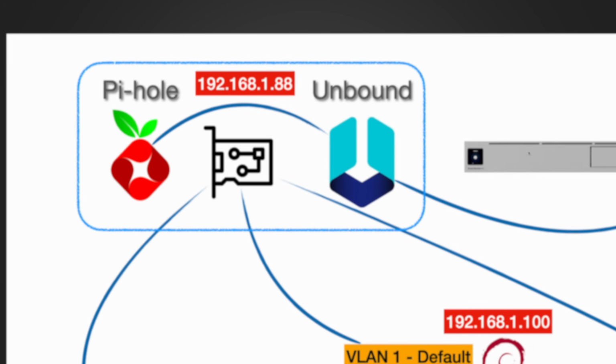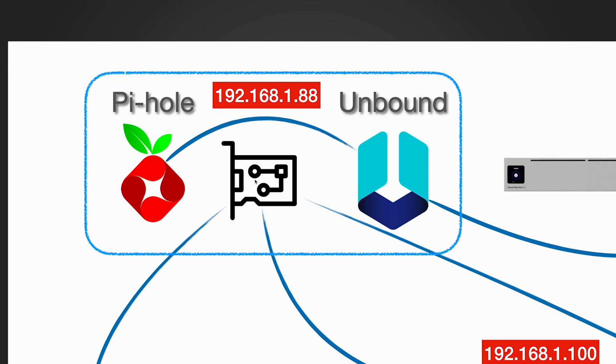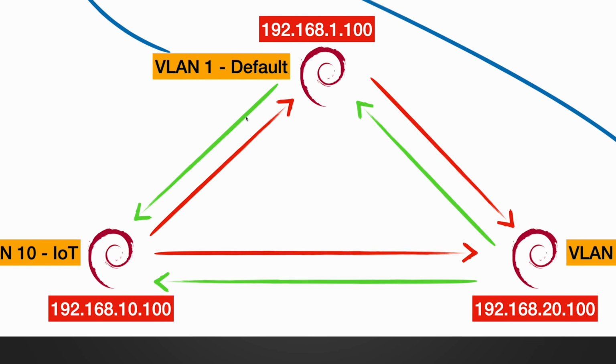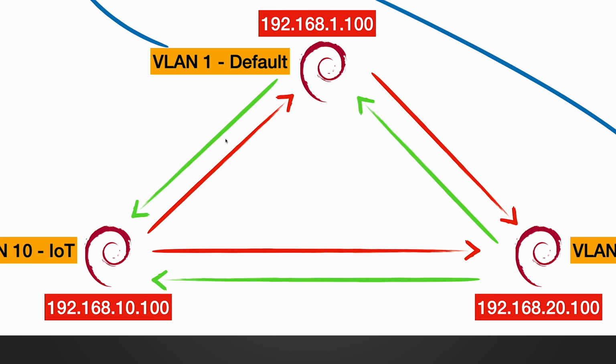In my lab environment, within one machine, I configured both Pi-hole and Unbound. And this machine is running within VLAN 1. In the lower part, you can see I have 3 VLANs just to demonstrate a typical VLAN setup. VLAN 1, which is default, and the VLAN 10, which is insecure for IoT devices. And I also have an admin VLAN. You can see from the different colors of the arrows.